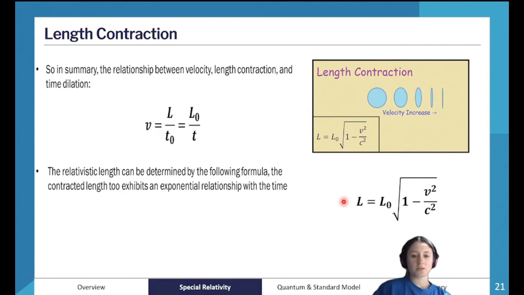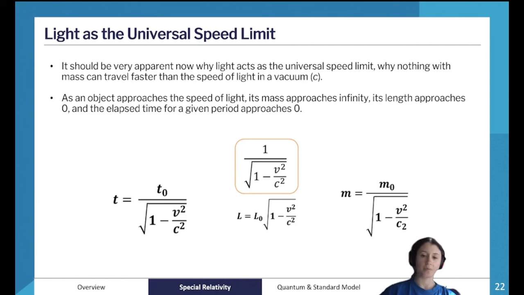So, this formula is what we use to determine the relativistic length. As you can see, it's fairly similar to the ones we've been going over so far. And you can just apply that one to find the relativistic length or the proper length for a question.